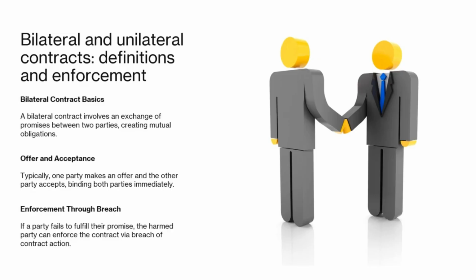Bilateral and unilateral contracts. A bilateral contract is a promise exchanged for a promise, and usually the offer is made and accepted. And there's an exchange of promises that binds the parties almost immediately. If one party does not fulfill its promise, the harmed party can enforce the contract through a breach of contract action.